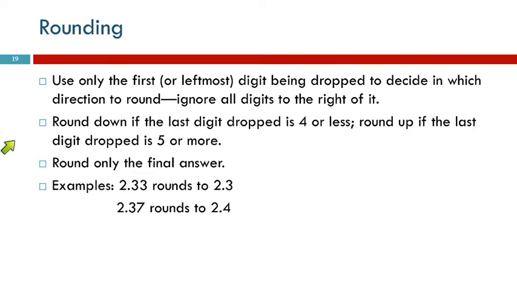If it's 4 or less, you round down. If it's 5 or more, you round up. And I look first and last. Your book talks about the last digit, which just doesn't make sense to me. So if the first digit that's being dropped, I have to fix this slide.